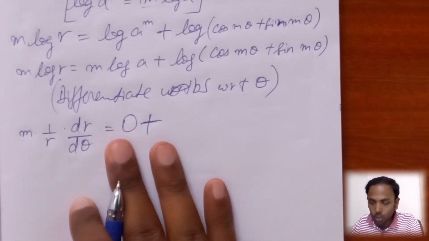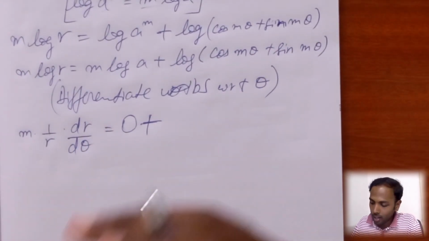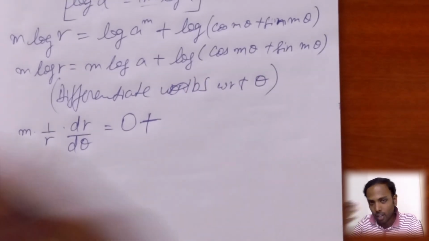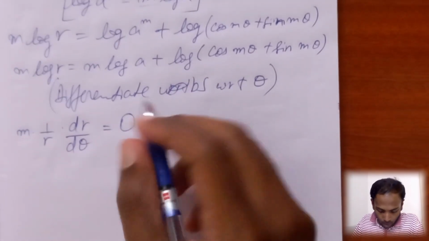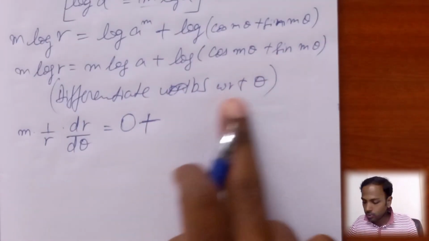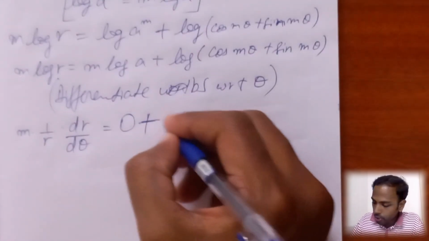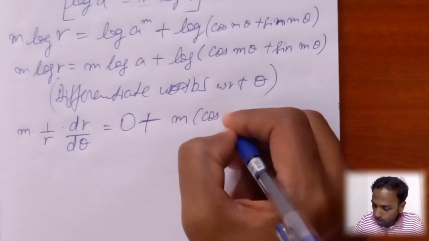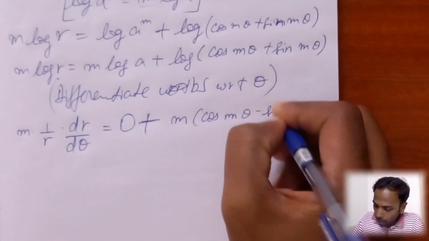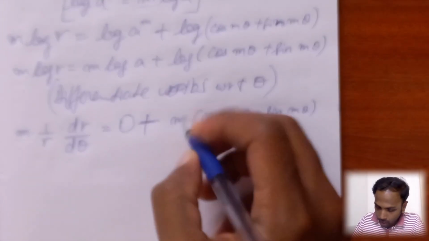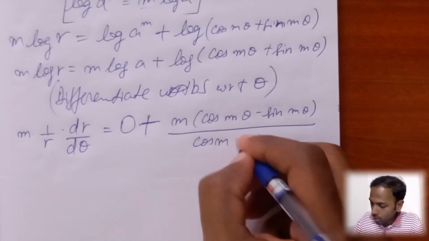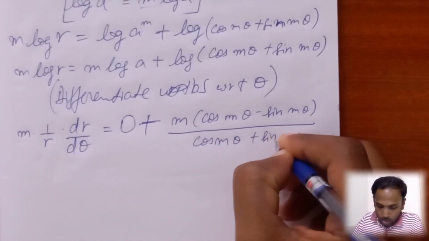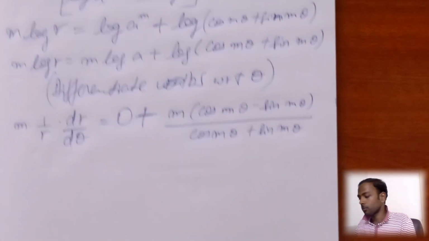Again, I'm not going to put the chain rule this time and explain it all. It's the same chain rule only. If I again explain, it will take unnecessary time. Learn chain rule, the basics. Try to solve this, and I'll tell you the answer now. So after applying chain rule, and if you differentiate this with respect to theta, you will get m into cos of m theta minus sine m theta by cos of m theta plus sine of m theta.